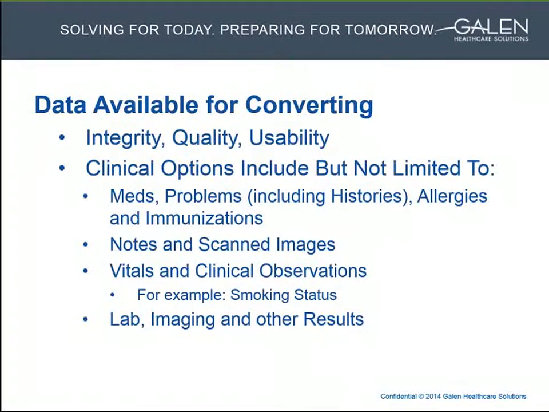The typical options for clinical data conversion include, but are not limited to, medications, problems, including problem histories that are social, family, past medical and past surgical history, allergies, and immunizations, notes and scanned images, vitals and clinical observations. One example of a clinical observation that you may not see as a vital is smoking status, which needs to be kept in and potentially converted to maintain smoking status as part of a reporting measure for your environment and organization. And then finally, lab, imaging, and other results.